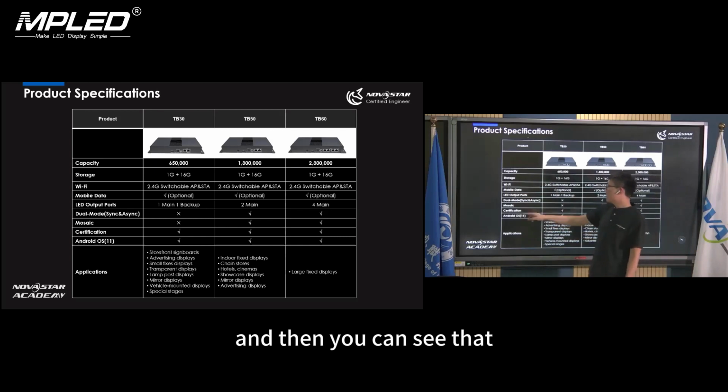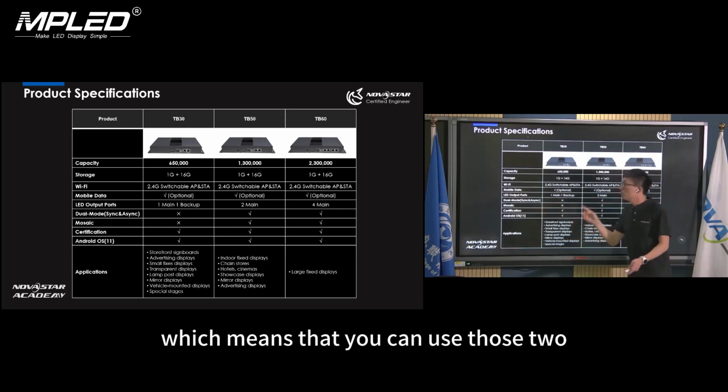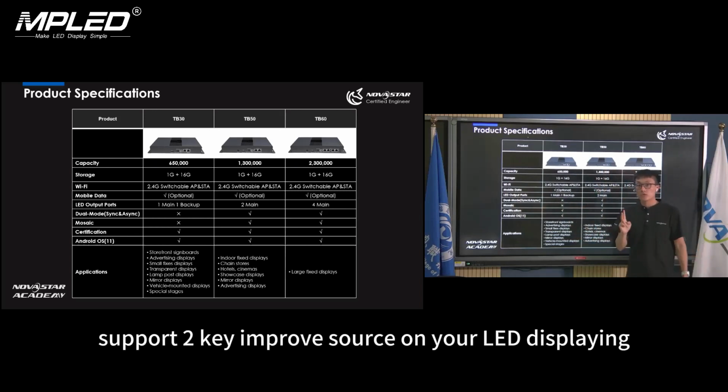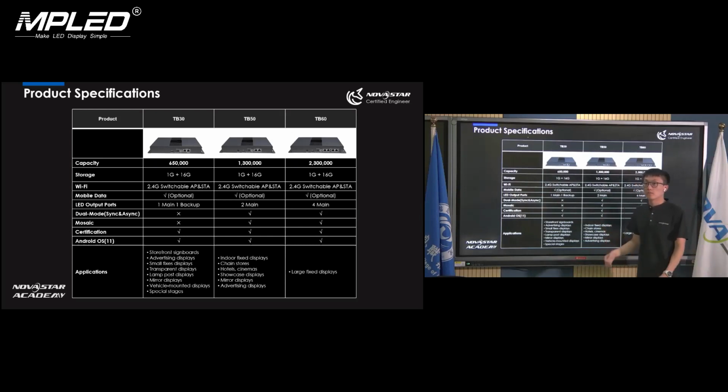And then you can see that the TB15 and the TB16 have the mosaic function, which means that you can use those two boxes to support 2K input sources on your LED display and 6 2K resolution programs for your project.